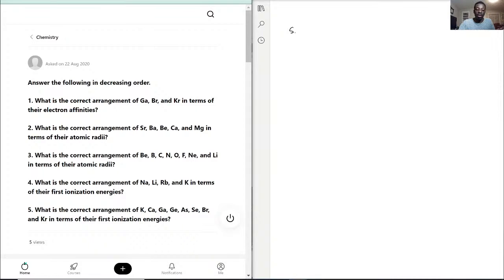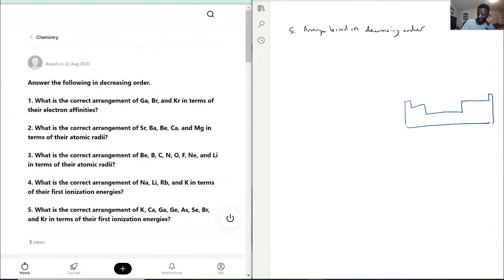So first thing, arrange based on decreasing order. Electron affinity means its likelihood to, let me just make sure I'm drawing this right, something like that. That would be the periodic table. When referred to electron affinity, that is how much it likes to hold its electrons.